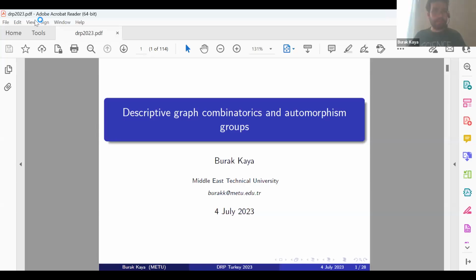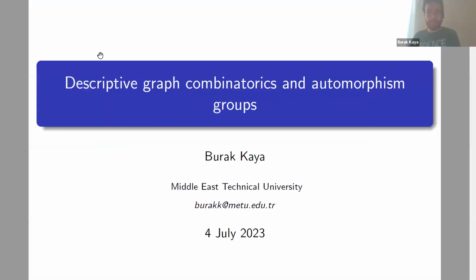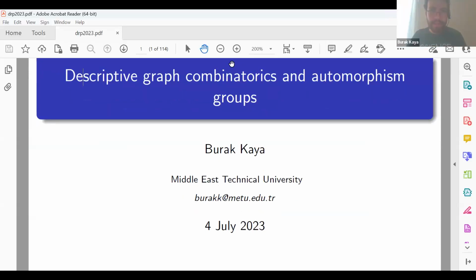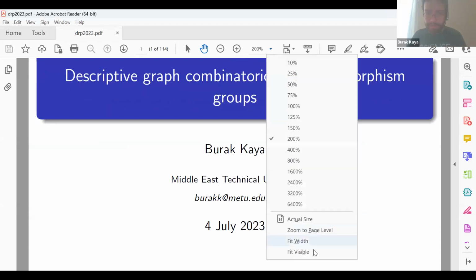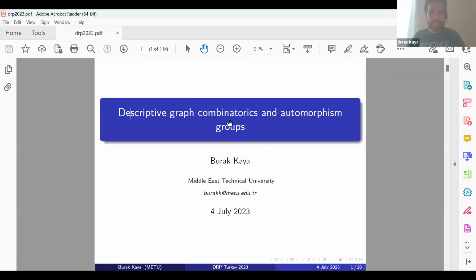Let me share my screen again. Okay. Can everybody see it? Yes. And is it better now? It is good. Okay, but now I'm having a problem. I think what I'm going to do is just try to fit this to this area. Okay, I think this is better. Can you see it now? Yes. Okay. So let me start.